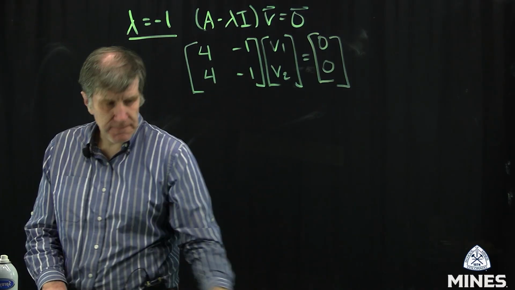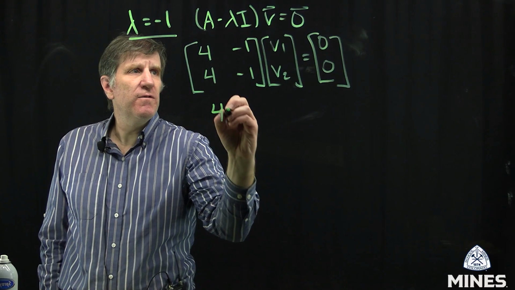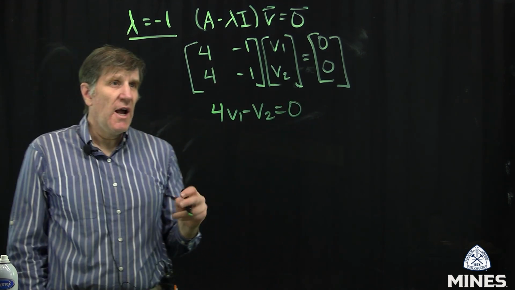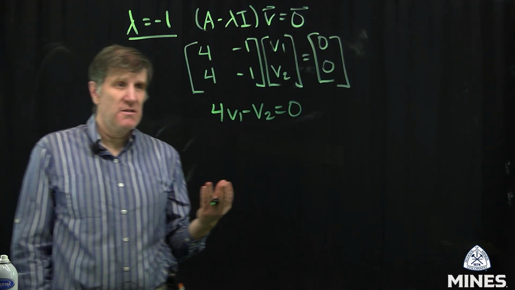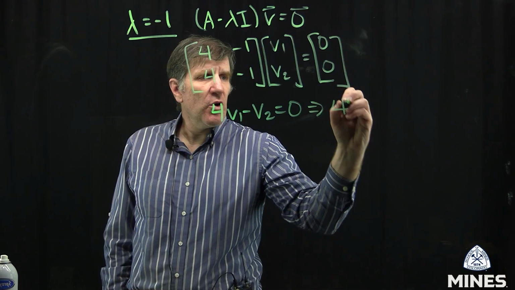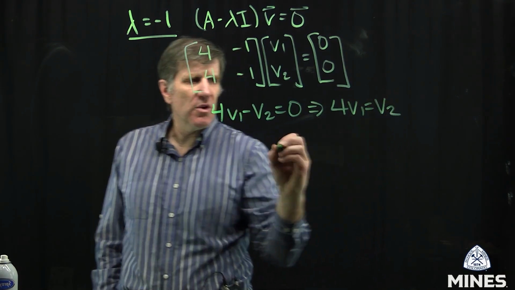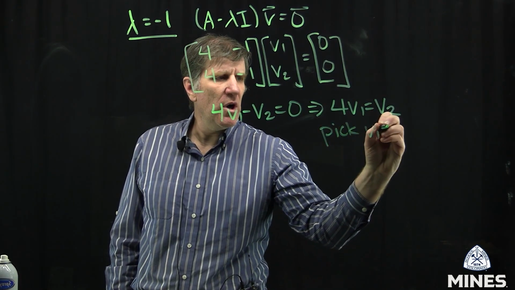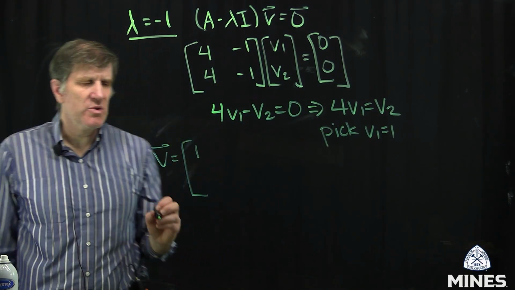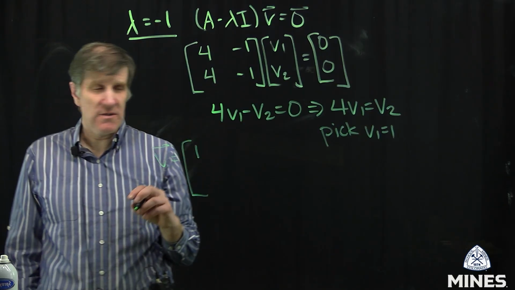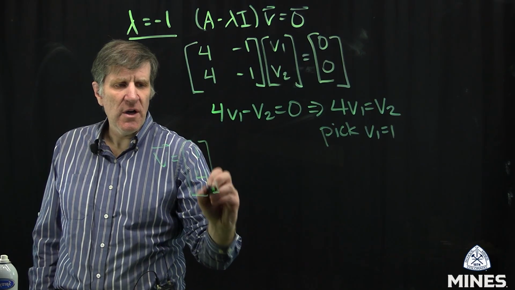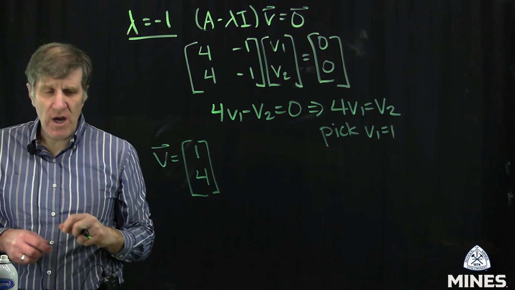All right, so we have 4v1 minus v2 equals 0. And the second equation is again redundant. It's the same as the first equation, so we just need the one. And that is 4v1 equals v2. So let's pick v1 equals 1. v1 is the top element of this vector. And if v1 is 1, that means v2 has to be 4. So there's the eigenvector for this other eigenvalue.